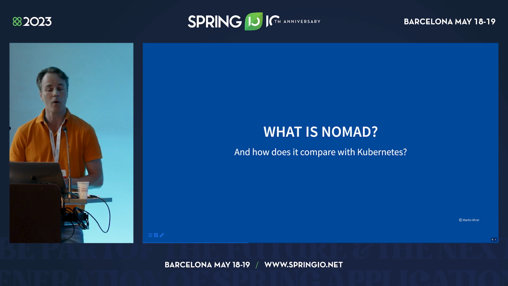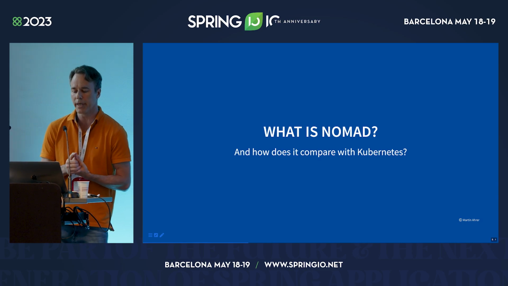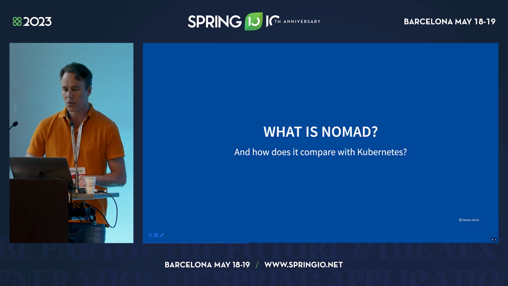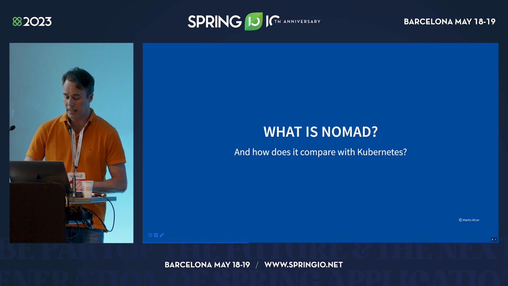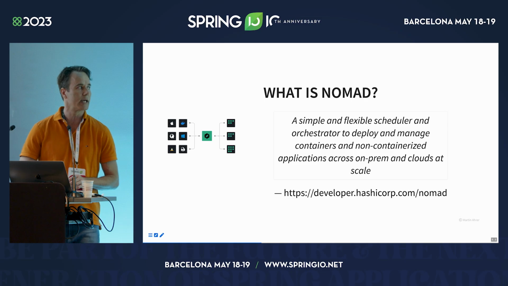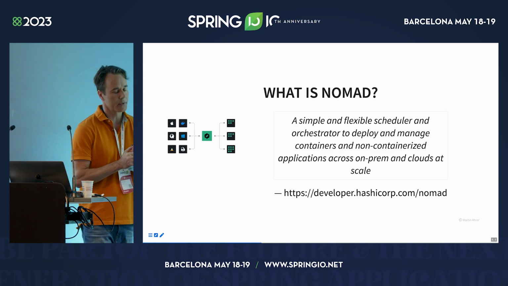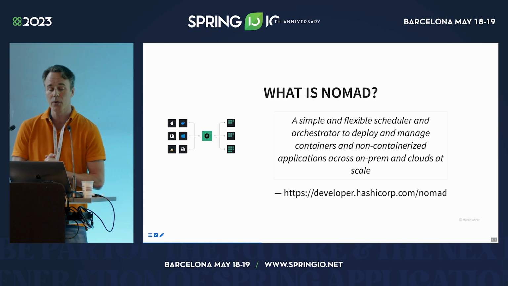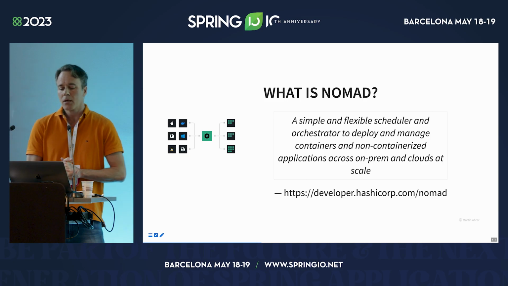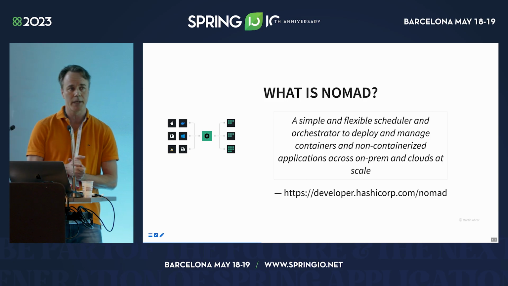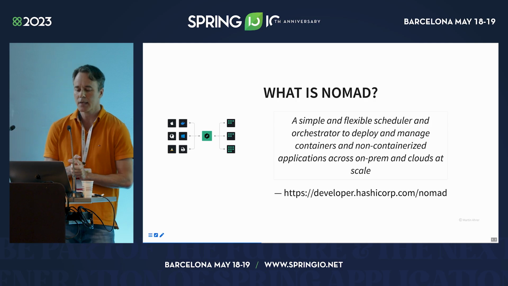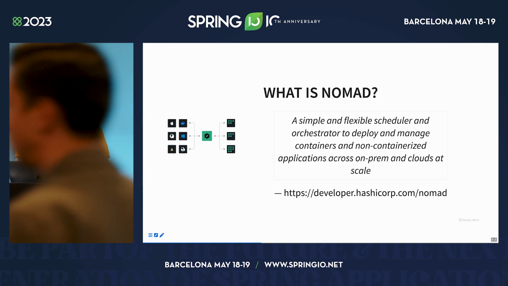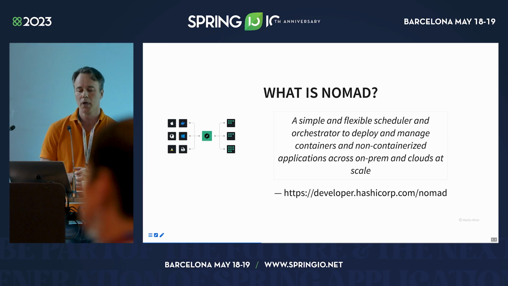So what is Nomad and how does it compare to Kubernetes? Given the complexity, of course, I'm not going to be able to go into all of the details, but I will be trying to do my best so you understand a bit what Nomad is about. So Nomad is basically a simple and very flexible scheduler, as I've outlined already. So you can deploy and manage your containers. But the unique point about this is that you can also schedule non-containerized applications. So this is a big difference to Kubernetes.